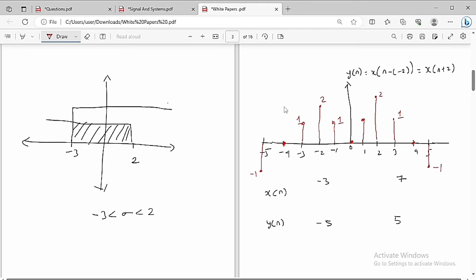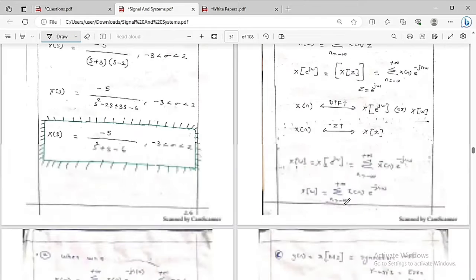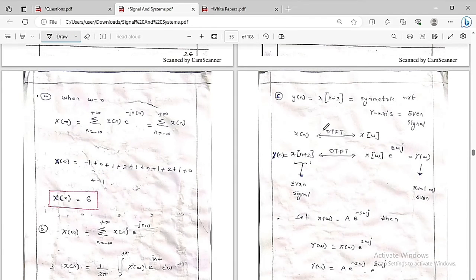If you see clearly, it is a symmetric signal, or even signal. You can see here 1, here 1, here 2, here 2, here 1, here 1, here 0, here 0, here minus 1, here minus 1. So we can say this is a symmetric signal. So y of n is equal to x of n plus 2 is a symmetric or even signal with respect to the axis. Same thing I have written.